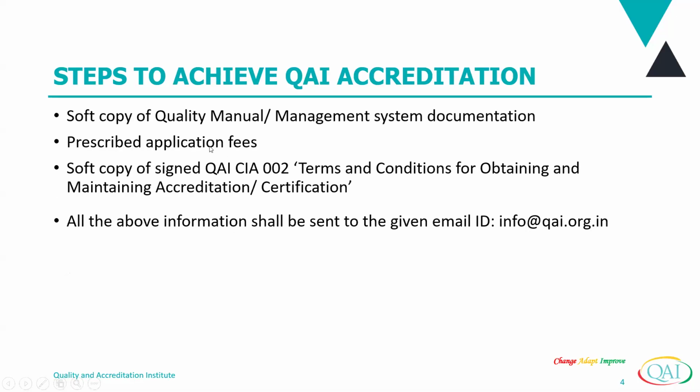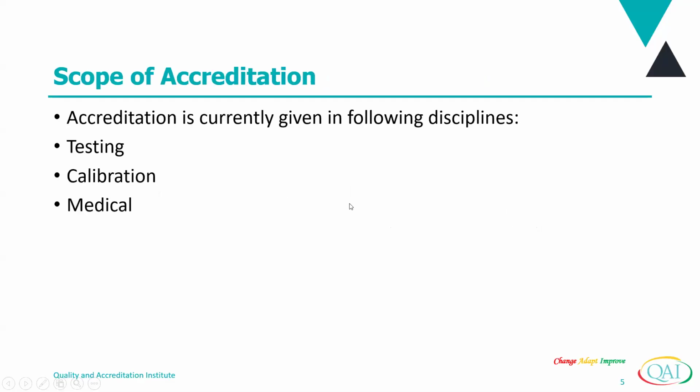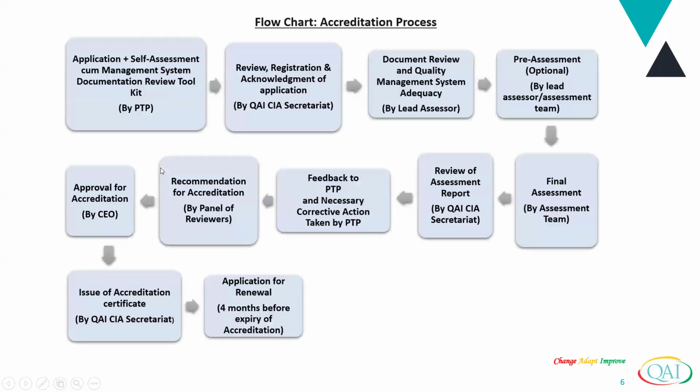So the lab has to fill that document. Along with that, you have to submit a soft copy of the quality manual and management system documentation, the prescribed application fee, and a soft copy of the signed QACI CIA 002, that is the terms and conditions for obtaining and maintaining accreditation or certification. All the above information shall be sent to the given email ID, info@qi.org.in. All communication will be done through email. No hard copies are needed. Now, the scope of accreditation. Accreditation is currently given in the following disciplines: testing, calibration, and medical.